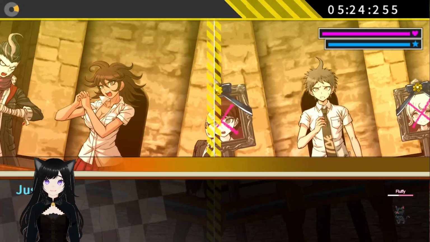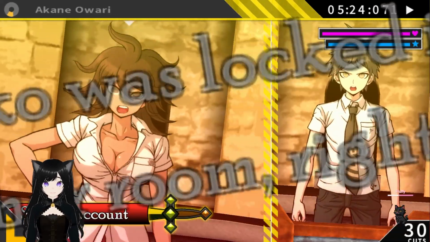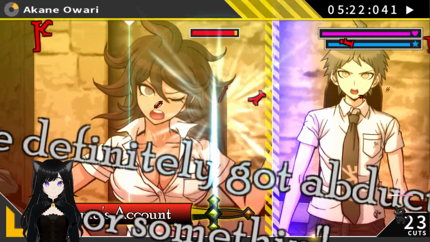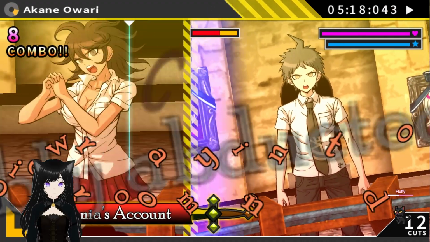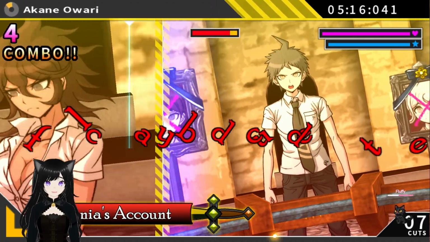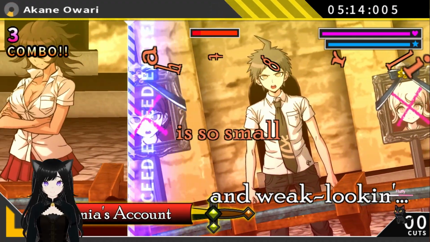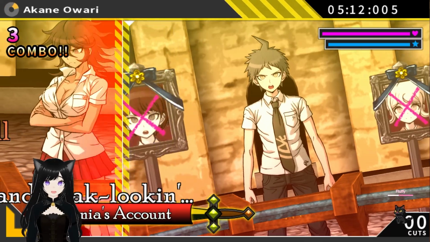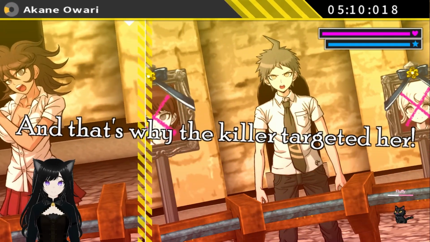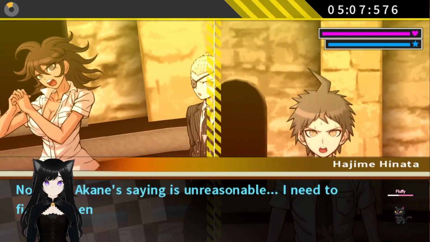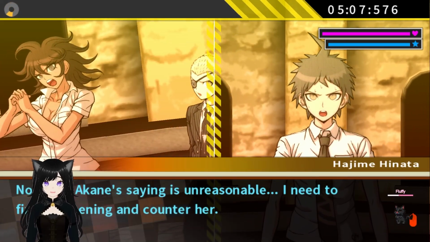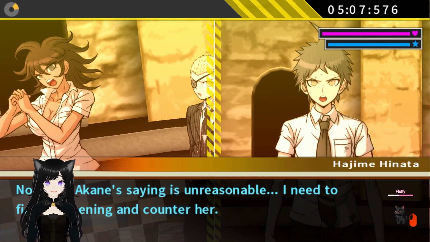How do we keep failing? My goodness. Hyoko was locked inside her room. She definitely got abducted. The killer forced their way into Hyoko's room and forcibly abducted her. The girl is so small and weak looking. Maybe we can do this. That's all we got. And that's why the killer targeted her. Okay. What Akane's saying is unreasonable. I need to find an opening and counter her.